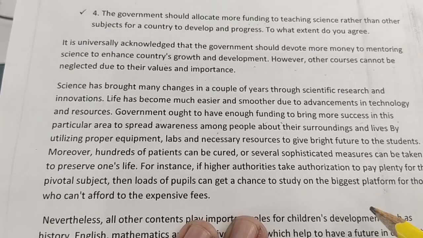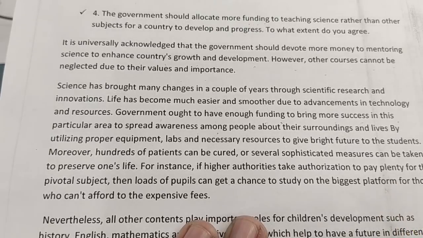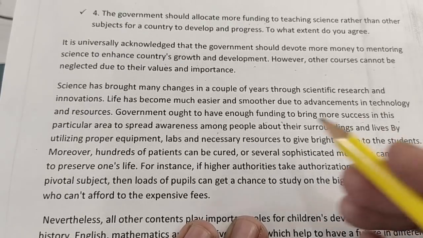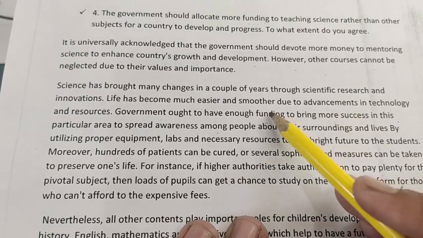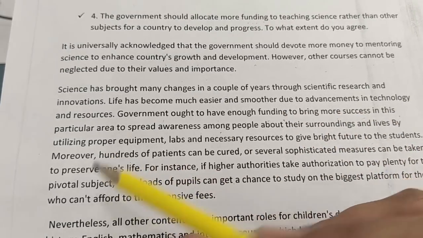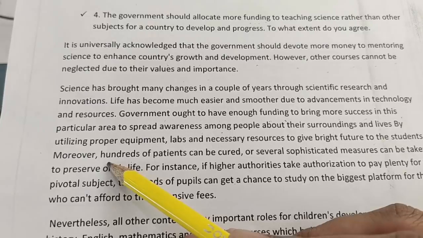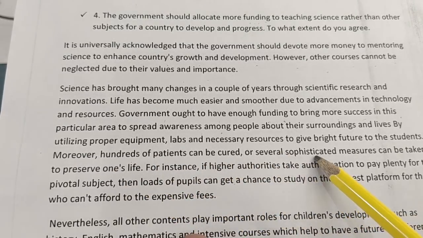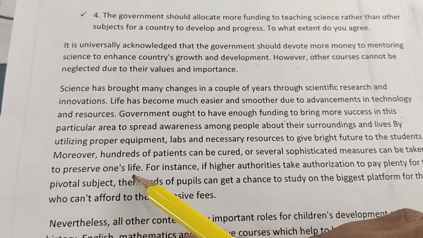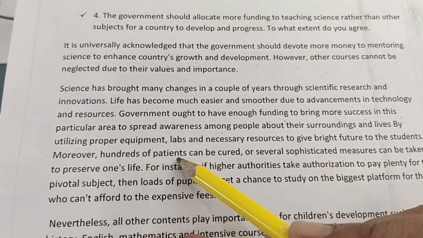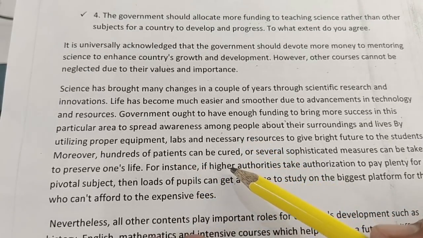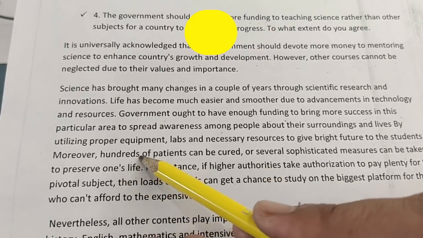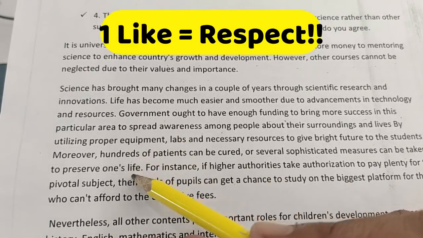So this is how we can get to know how science has changed our life, and I think for changing our life we need more resources; we need labs and equipment to use. So this is how you can write in your BP1 paragraph. After that, moreover, what has it done? Moreover, hundreds of patients can be cured, or several sophisticated measures can be taken to preserve one's life. Science is important because we can get medicine, and we can get cured by a lot of treatments. I think this is a good way if we add it.